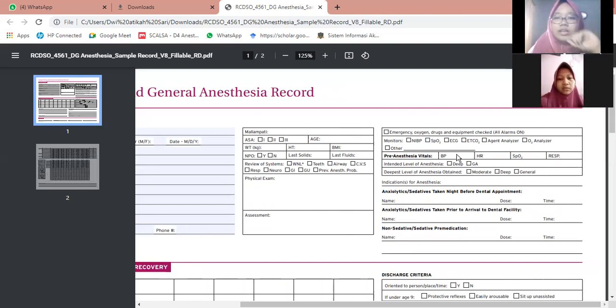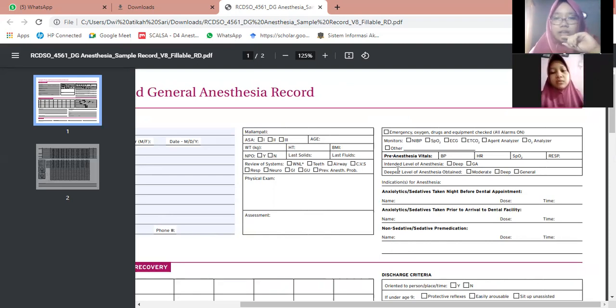And next is emergency oxygen, drugs, and equipment check. You can cross here if you already checked the emergency oxygen and the others. And the monitor is the monitor that you use for patient monitoring during the procedure. And also pre-anesthesia vital, you can write down the blood pressure, the heart rate, oxygen saturation, and also the respiratory rate per minute.